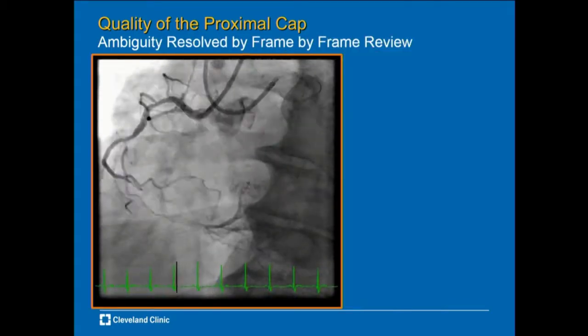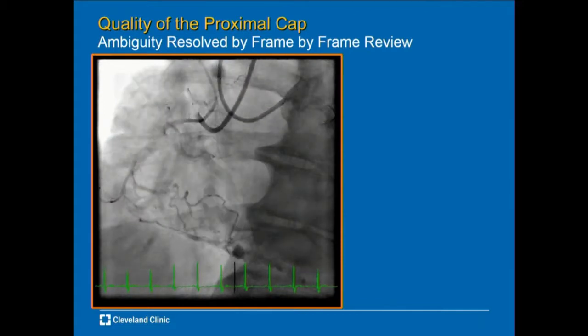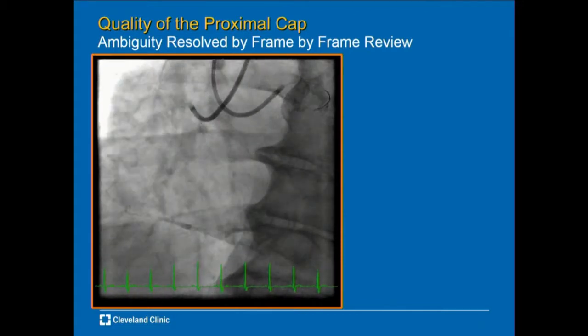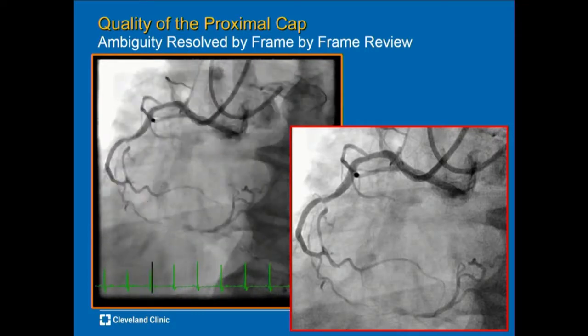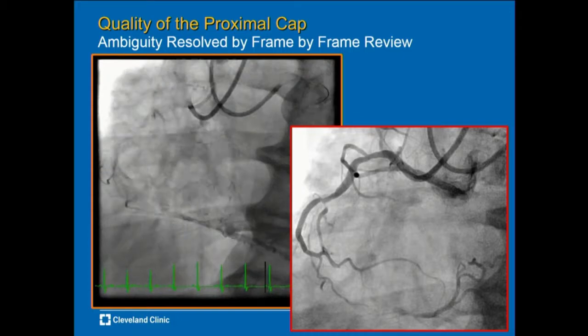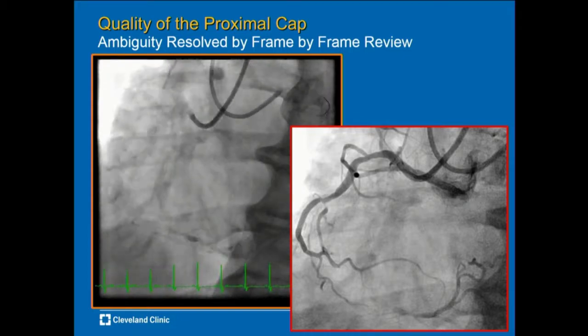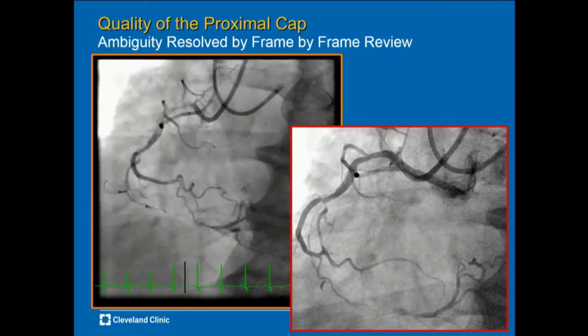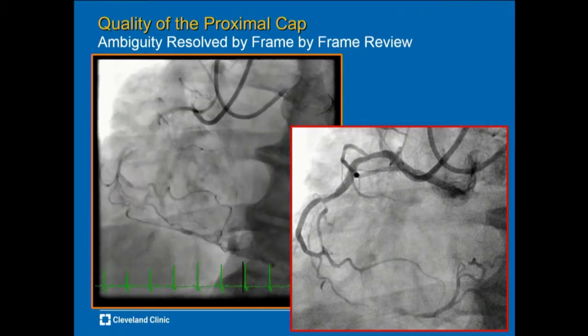There are other things you have to take into account. So this is a patient where you can't tell where the cap is, what's going on. It's very helpful to just stop, play it back frame by frame, and you can outline exactly where the path of the artery is, and it's essentially a functional CTO. It's not even really a CTO. It was just a matter of taking your time to plan the case out, with frame by frame playback.